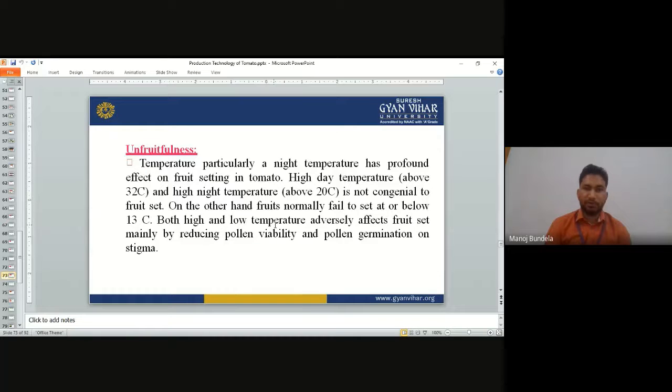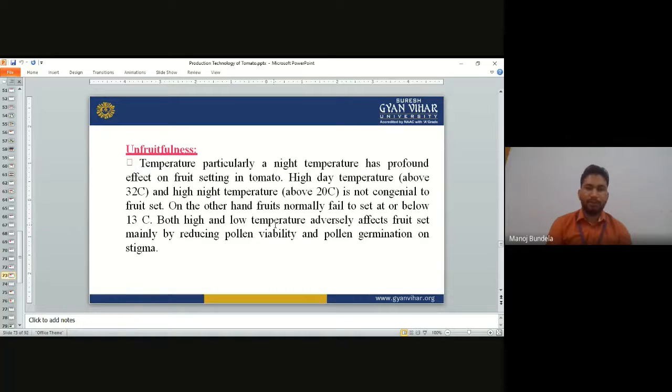In the day, if the temperature is above 32 and at night above 20, it is not congenial for the fruit set of tomato. On the other hand, fruits normally fail to set at or below 30 degrees centigrade. Below 30 degrees centigrade, fruits will not set. Above 32, I already told you, when the temperature is more, that time also fruit will not set. Both high and low temperature adversely affect the fruit set.